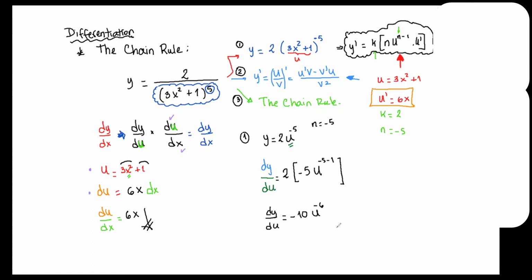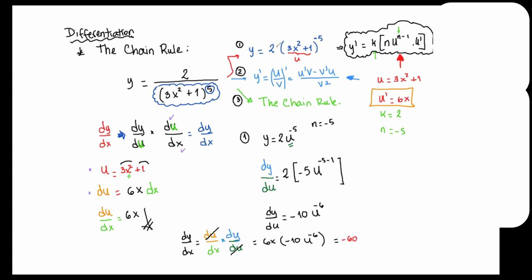That's it, simple. Now, what I have to do is to multiply du over dx times dy over du. It doesn't look like a times, okay. And that is going to give me dy over dx. I'm going to cancel the u's. And that is going to be 6x times minus 10 u to the minus 6. Okay, so I have 6 times minus 10, minus 60.